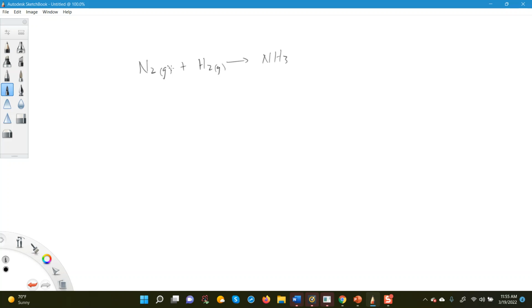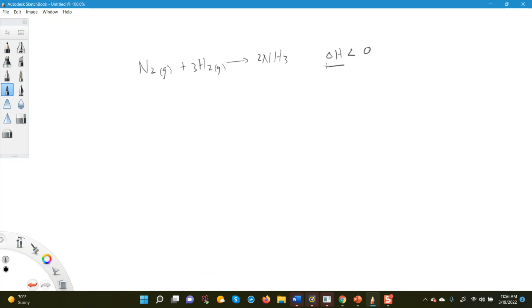And to balance this, we need a 2 here, and we need a 3 here, all right? So this reaction I know to be exothermic, so delta H in this case would be less than 0, all right? I don't remember what the value is, but I know it's exothermic. So in this particular case, we can rewrite this equation.